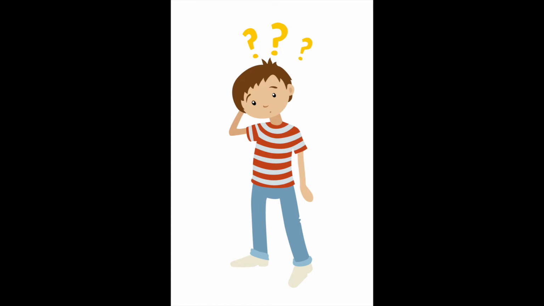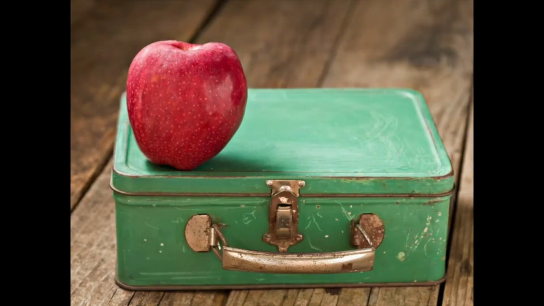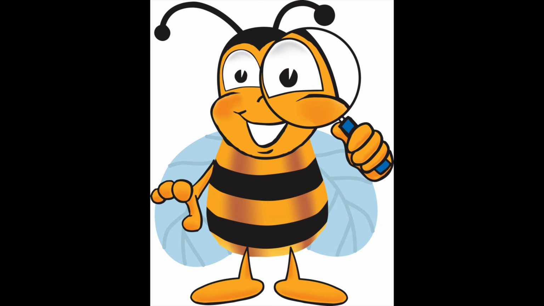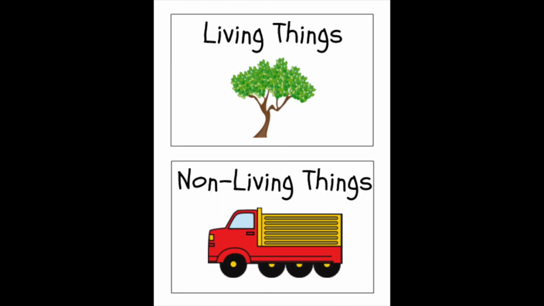Sometimes scientists find it hard to decide if something is living or non-living. Some things are tricky to work out, like an apple in your lunchbox or a seed that hasn't started to grow yet. They have some features of living things, but not all of them. With your new knowledge, maybe you can think about whether some odd things are living or non-living.